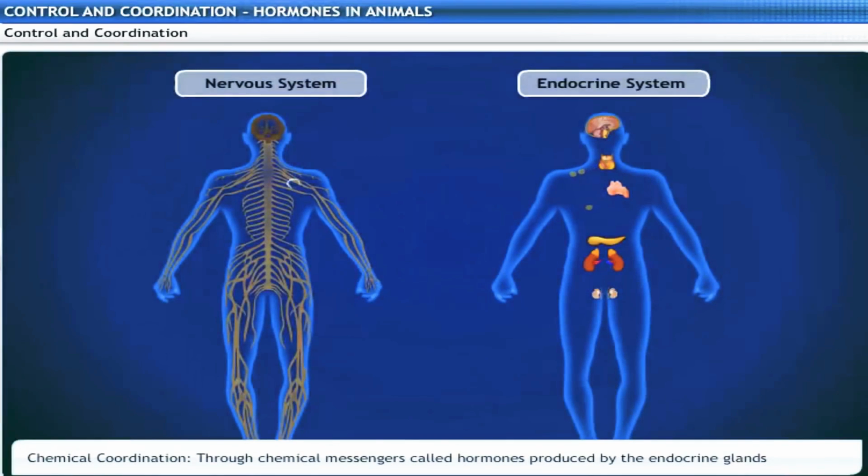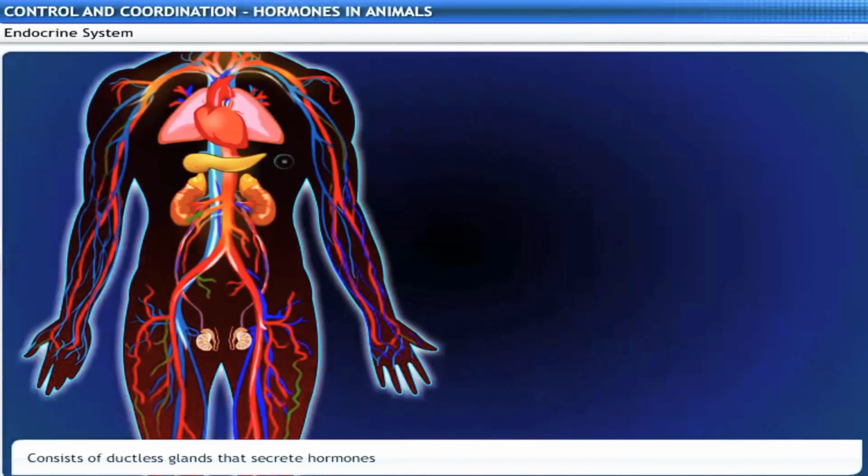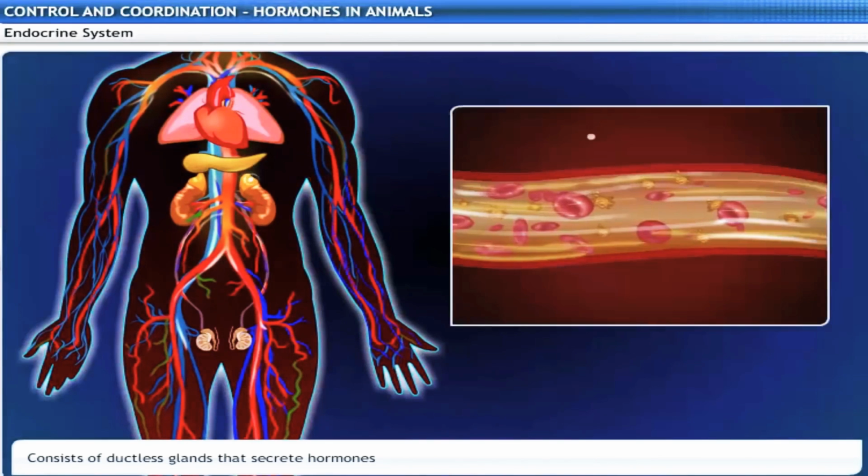The nervous system and the endocrine system are similar too. Both systems involve chemical substances. The nervous system releases neurotransmitters, while the endocrine system secretes hormones. The endocrine system consists of glands called ductless glands because they empty their secretions directly into the blood.